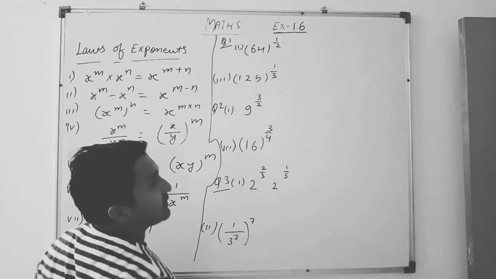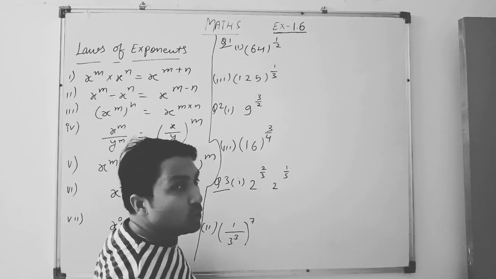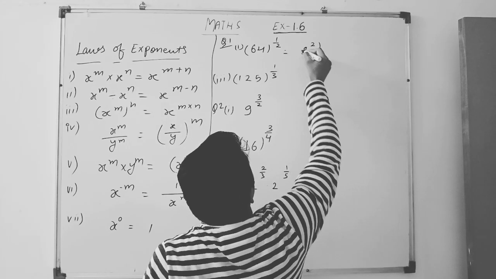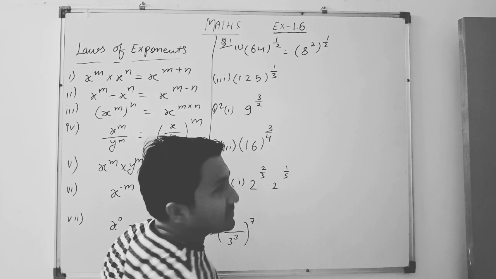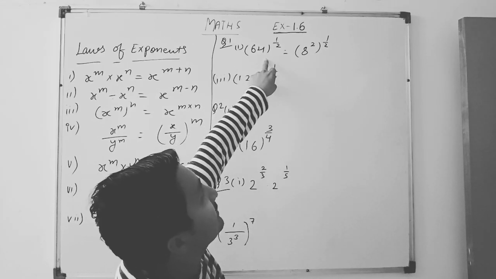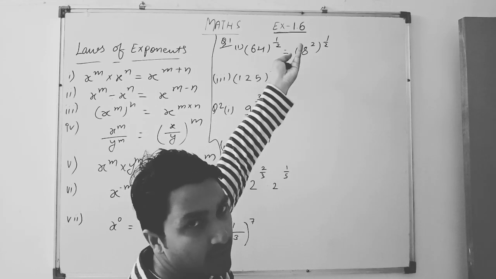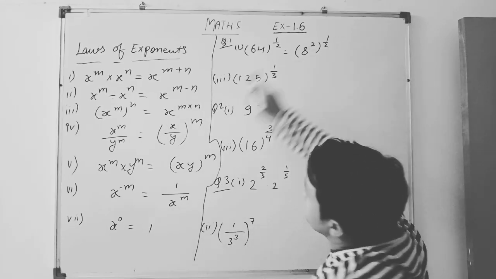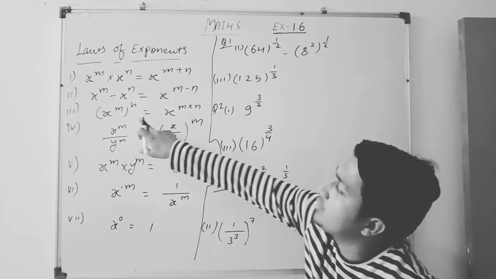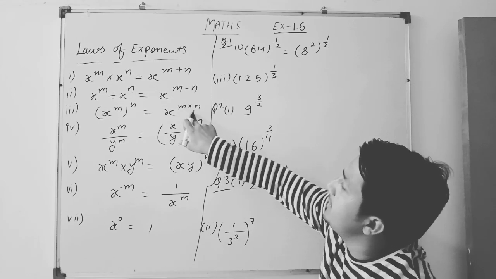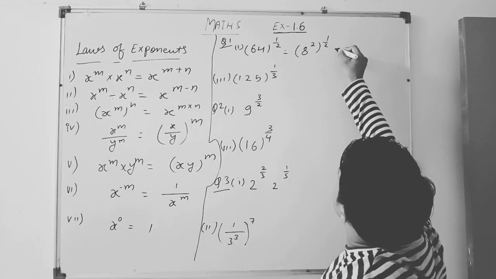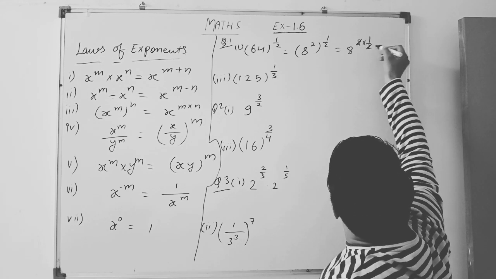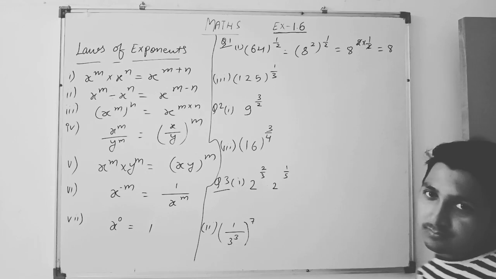Question number 1, first part. It is given 64 to the power 1 by 2. So we can write 64 as 8 to the power 2 to the whole power 1 by 2. You can say that, sir, we can also write 64 as 4 to the power 3 or 2 to the power 6. But we will write it as 8 to the power 2 because by this law, x to the power m to the whole power n is equal to x to the power m into n. So we will use this law here. So it will be 8 to the power 2 into 1 by 2. This 2 and 2 will be cancelled, so the answer will be 8.